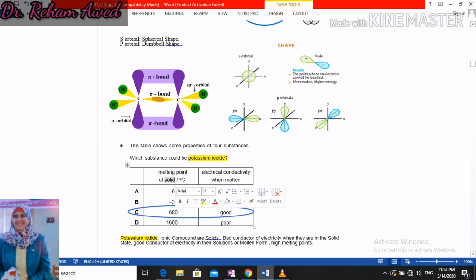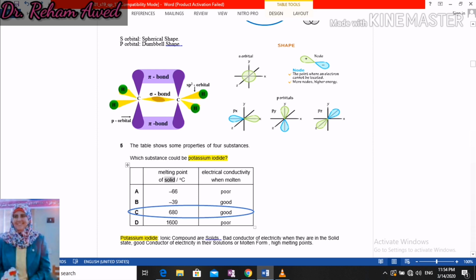At first, the melting point of the solid. We have a solid, so of course we have a high melting point. Take care, minus minus, we are talking about gases. 680 is expected for ionic compounds. 1600, take care, it is a very strong compound, so we are talking nearly about a macro covalent compound.